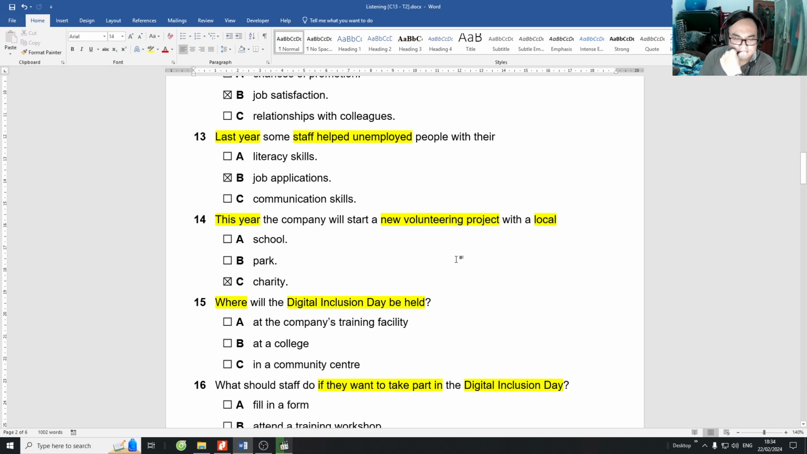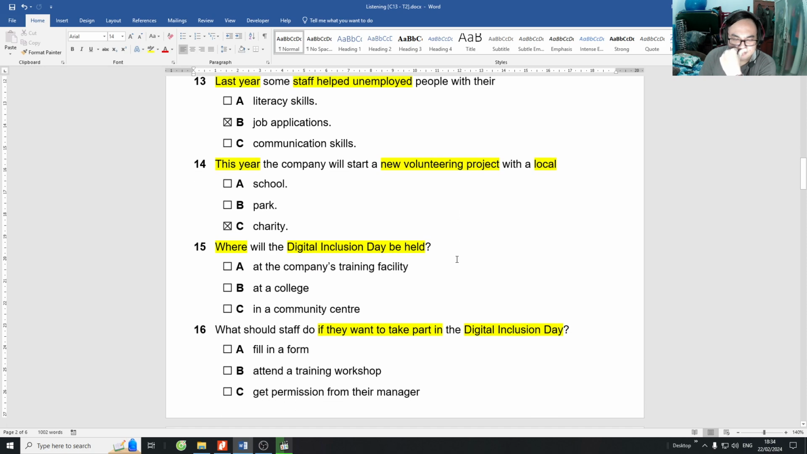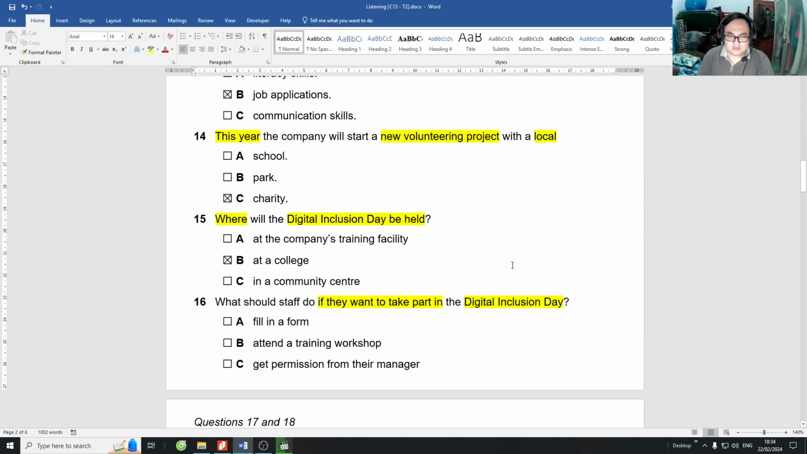I also wanted to mention the annual Digital Inclusion Day, which is coming up next month. The aim of this is to help older people keep up with technology. And this year, instead of hosting the event in our own training facility, we're using the ICT suite at Hill College, as it can hold far more people. We've invited over 60 people from the Silver Age Community Center to take part, so we'll need a lot of volunteers to help with this event.